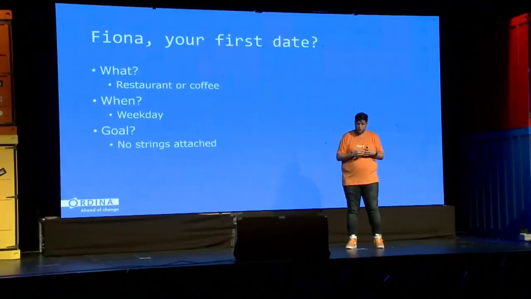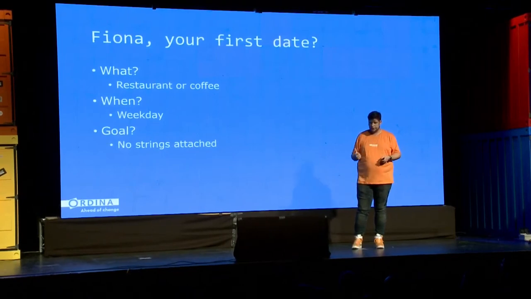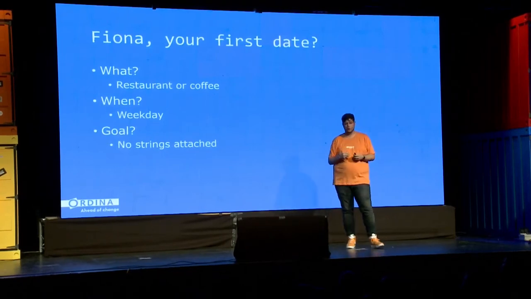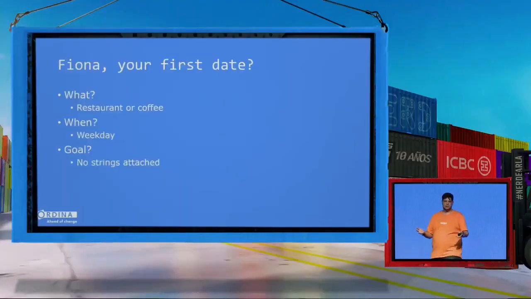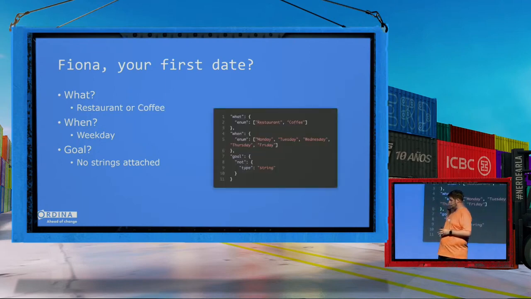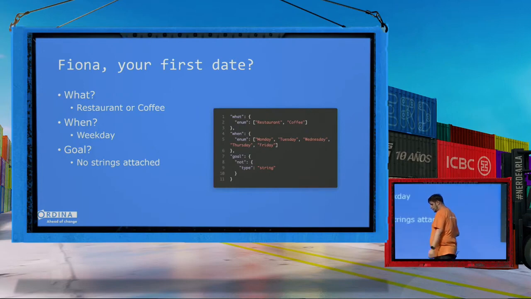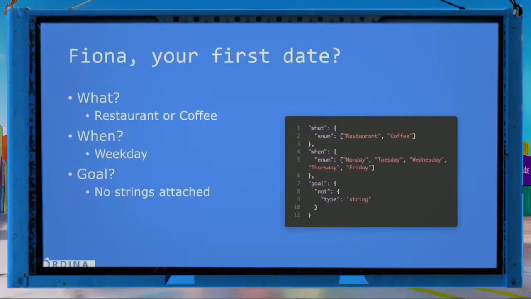But on the other hand, the dates also have some expectations. So here you see expectations of Fiona. So what kind of expectations does she have for a first date? And she would like maybe a restaurant or some coffee. And when would she like to have the shoot for the television show? She would love to have it on a weekday. And when they ask what would your goal of the first date be, her expectations are like no strings attached, just some chit-chatting.